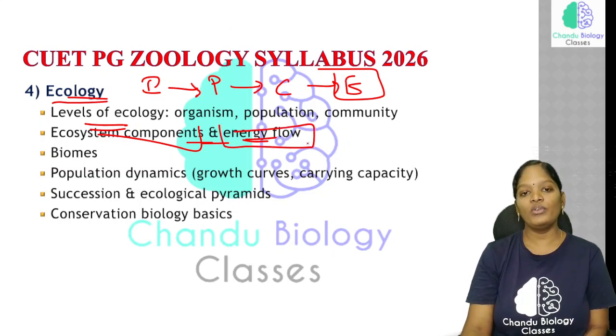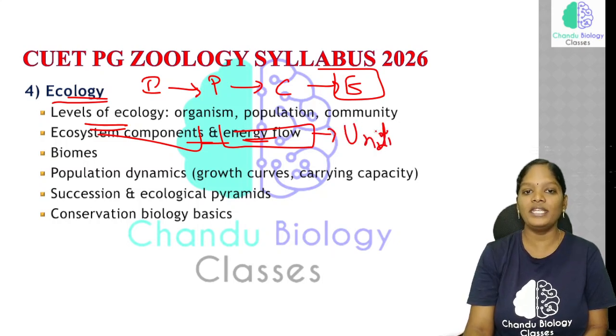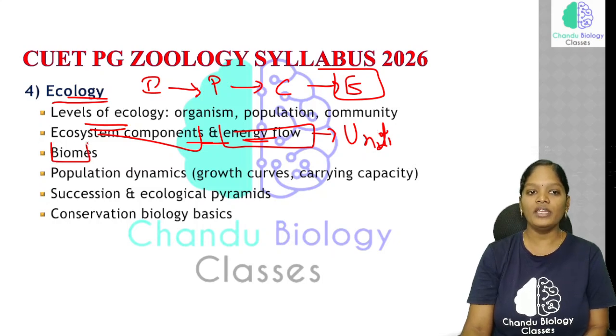How will the energy flow be? The energy flow will always be unidirectional. It is not bidirectional, it is unidirectional. Now biomes. Now population dynamics.